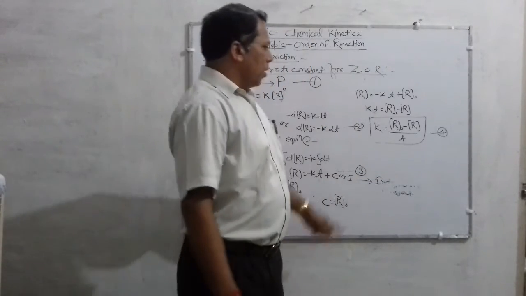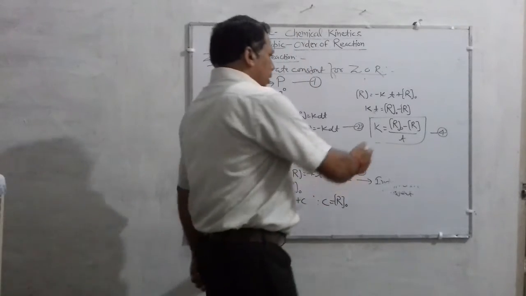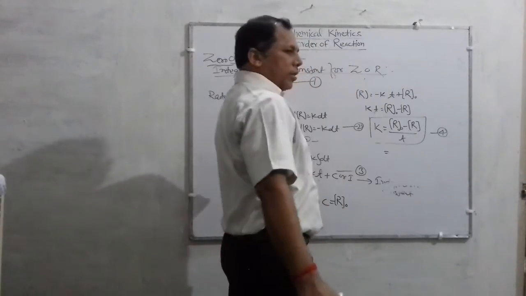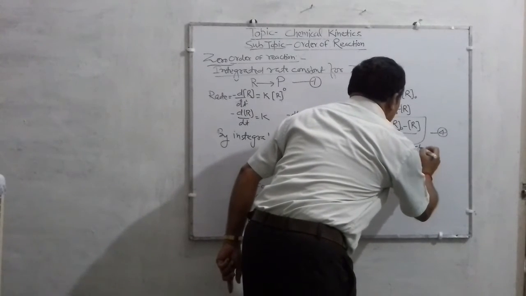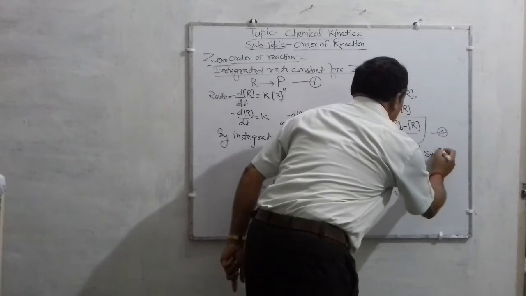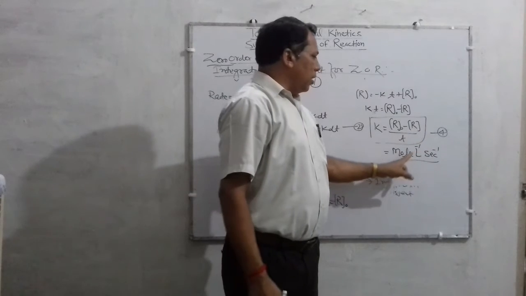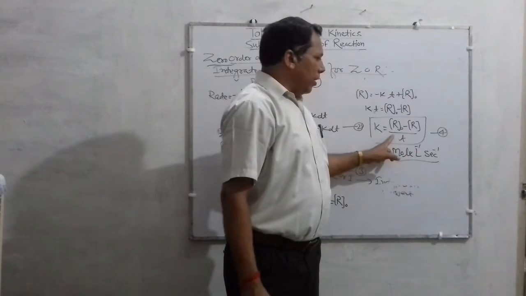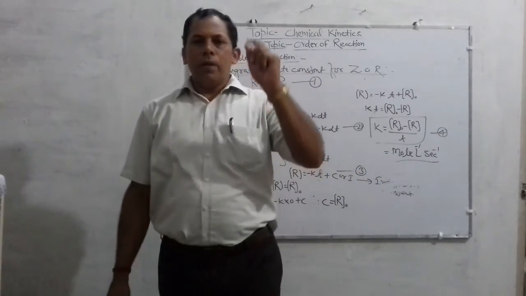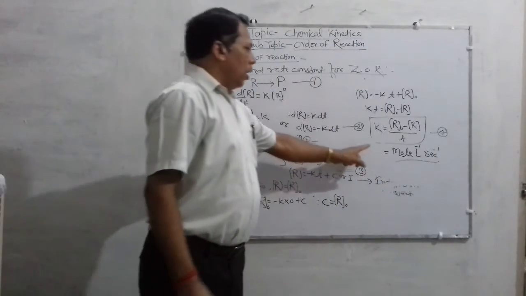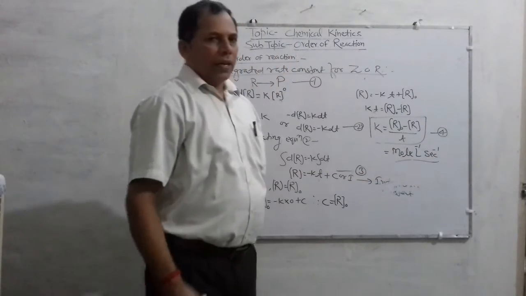One more, children. According to this formula, it is very clear that the unit of the zero order reaction rate will be mole per liter per second. Am I right? This concentration term is measured in mole per liter and divided by time, so per second. So must remember, the unit of zero order reaction rate is mole per liter per second.